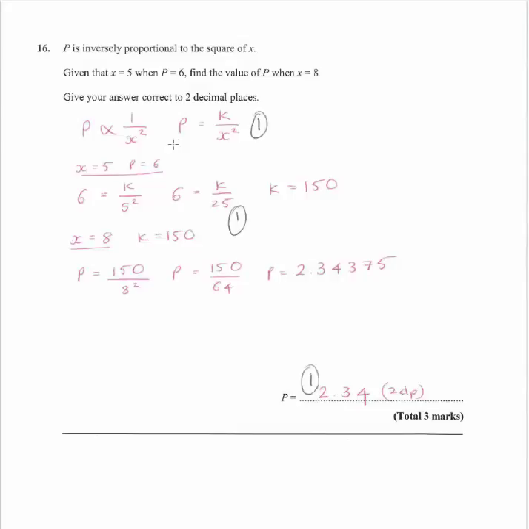Okay, and it says find the value of p when x is 8. So it's 150 divided by 8 squared, which gives us this number here. And then it says round it off to 2 decimal places. So get 1 more mark for doing that. So just doing that gets you 2 marks. Don't throw away an easy 1 marker by not rounding it off. Round this number to 2 decimal places. You're allowed to use a calculator, so you can use a calculator here.